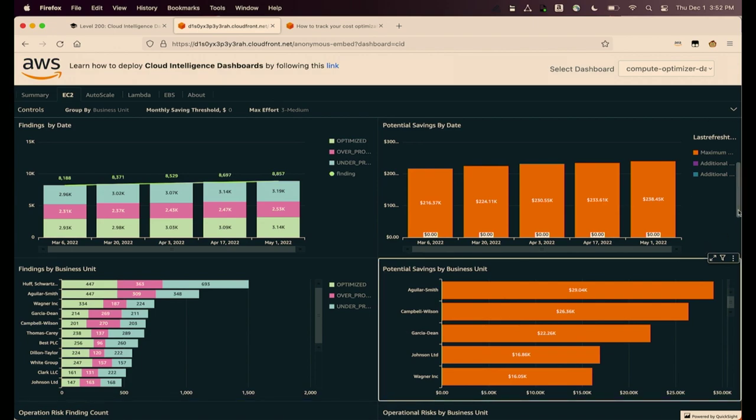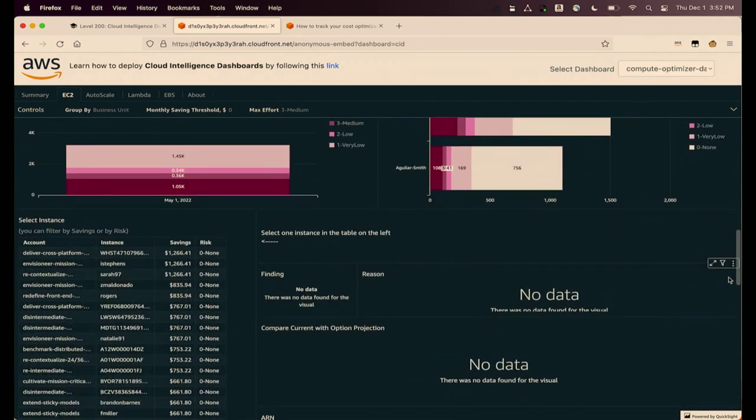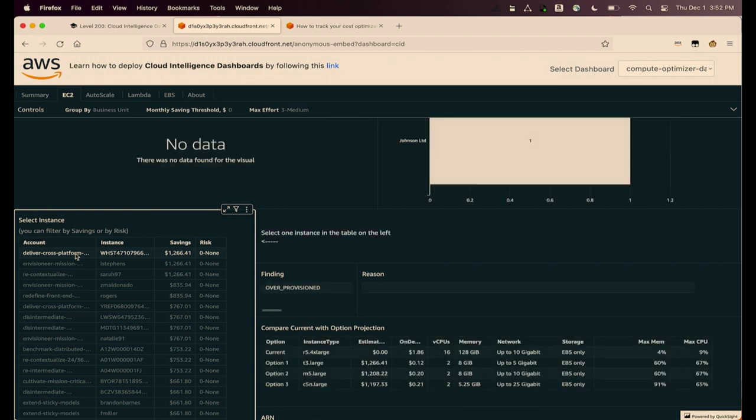Now, all these visuals are going to help us slice and dice the recommendations and understand what's the highest risk, what's the highest amount of potential savings. And then the engineers should have access to this dashboard too, because here is literally every single instance where they are and what the right-sizing recommendation is. So if I click on this one, for example, it's an R5 4xlarge. It's over-provisioned. If I were to move it to a T3 large, which is the recommendation, I'd save quite a lot of money, $1,200 to be exact, per month.